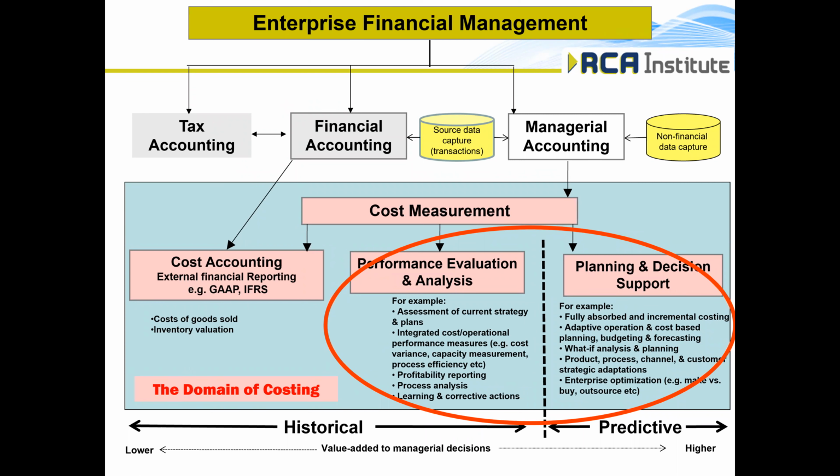Now, this slide is from the International Federation of Accountants Best Practice Guide. What it shows is that managerial accounting is really cost measurement, and cost measurement is done fundamentally for three purposes. One is external financial reporting, which we call cost accounting. Then you do it for performance evaluation and analysis, and also for planning ahead and decision support. One of the interesting things about this line, I think, is down at the bottom, where it shows the value added from these activities going lower as you go to the left and higher as you go to the right. RCA focuses on performance evaluation and analysis and planning and decision support for managers inside the company.